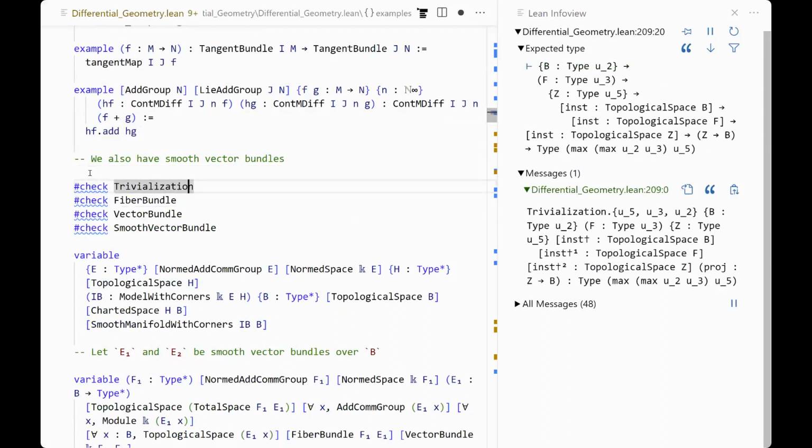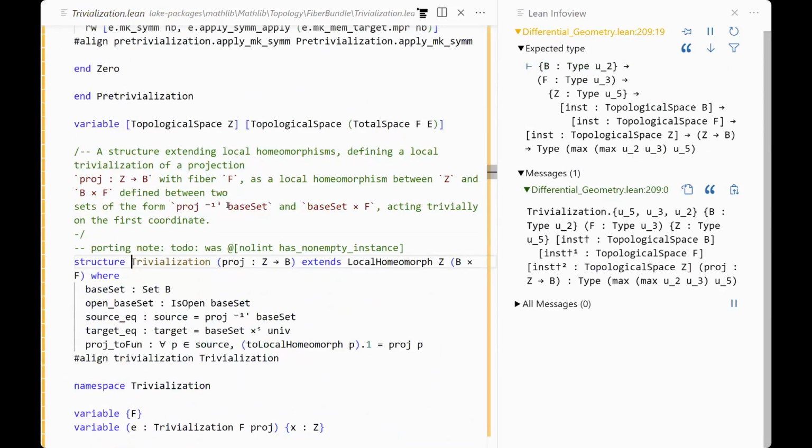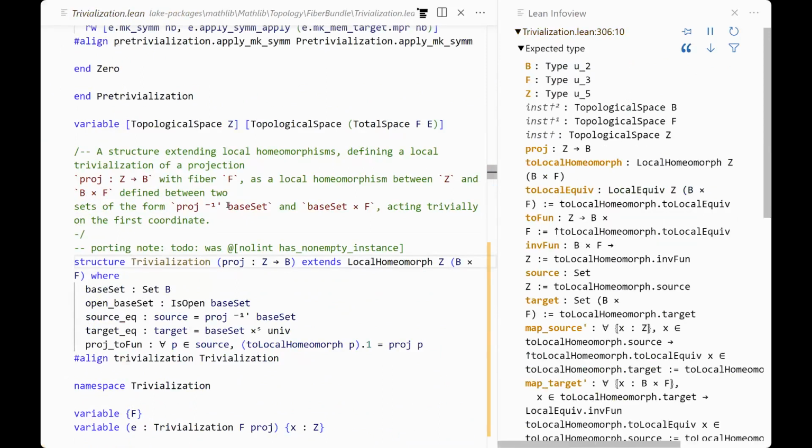We have a couple of different notions here. We have smooth vector bundles, and then the weaker vector bundles and fiber bundles. But it starts with the definition of a trivialization, or local trivialization, of a vector bundle. So here's the definition. Suppose we have a map from Z, which you can view as the total space of a fiber bundle, say, to the base manifold B.